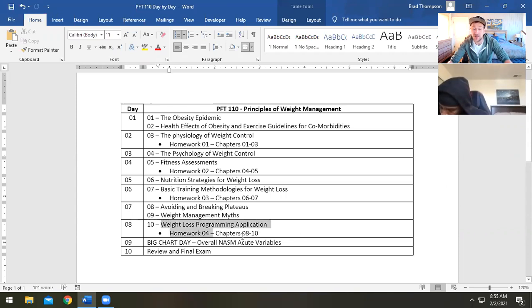We're going to get into that model for the first time on day 8, which is really late compared to some of our other program design classes. Then we will follow that up immediately the next day with a big chart where we do all the numbers. And then there it is, review and final exam. That's your final day in this course.